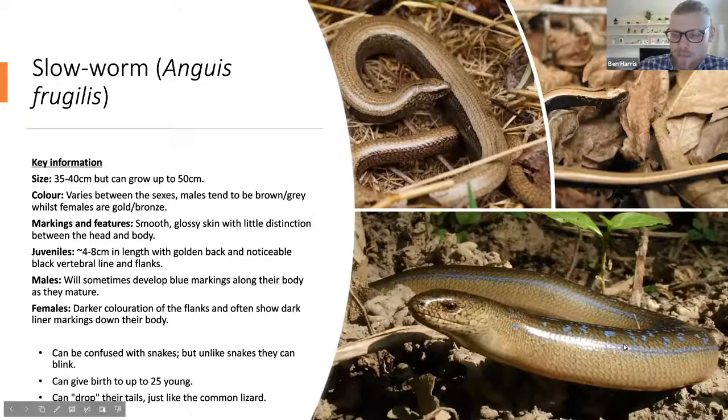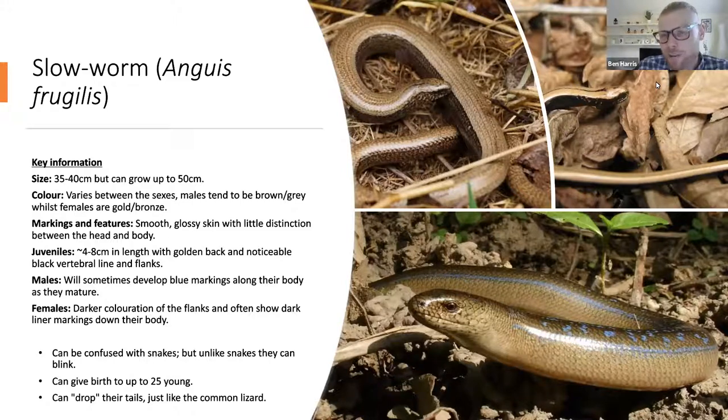And some develop really, really prominent blue flecks, like this individual here in this picture. And some of them will just have one or two flecks. So it doesn't always develop those beautiful blue spots. But if you do find them, it's always on a male. The juveniles, again, are very small in comparison to the adults, only around 4 or 8 centimeters in length.